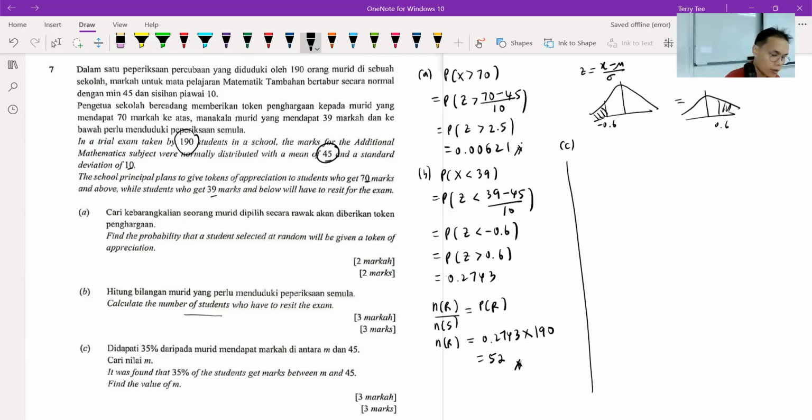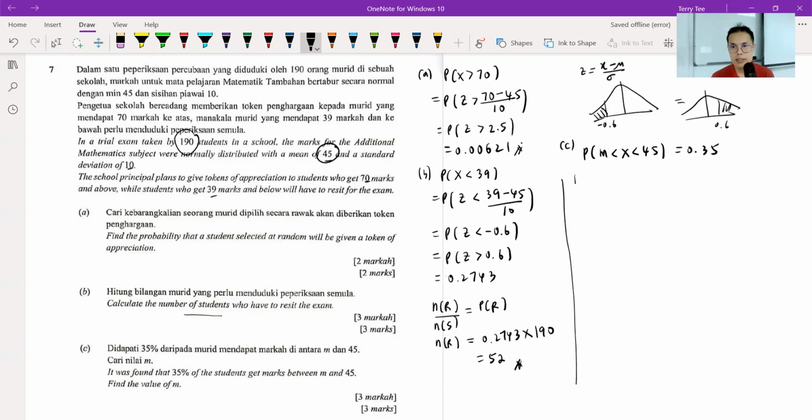Okay, next. It is given that 35% of the students obtain marks between M and 45. So between M and 45 marks, they are 35% of the students, 0.35 probability. So here we have to standardize it. Now, when I standardize this M, you need to minus the mean 45, divide by standard deviation 10. This 45, if you minus 45, you're going to get 0. So I don't need to standardize it. 45 minus 45 is 0, divided by 10, you still get 0.